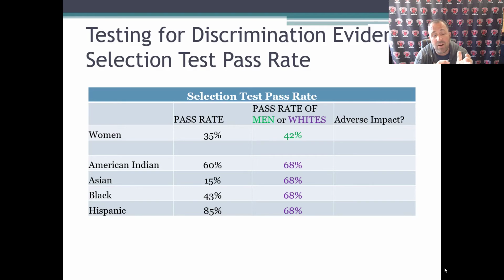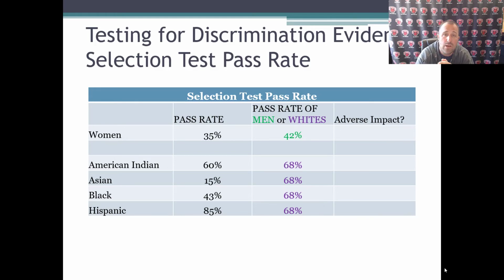So we compare women to men, and we compare every minority group, racial minority group, to white. So our white pass rate for this exam, of everybody that comes in the company, 68% of the white candidates pass the test. For American Indian, it's 60%. You can read it. 15% for Asian, 43% Hispanic, and 85% Black. So is there adverse impact?